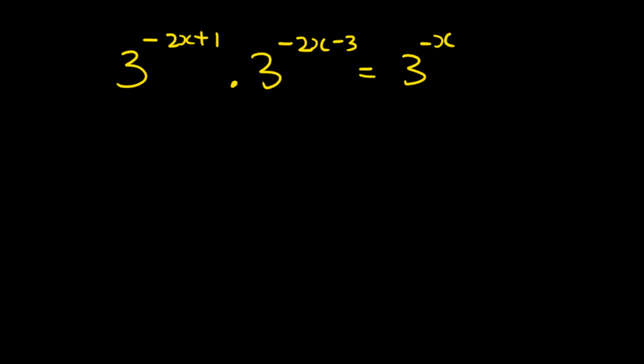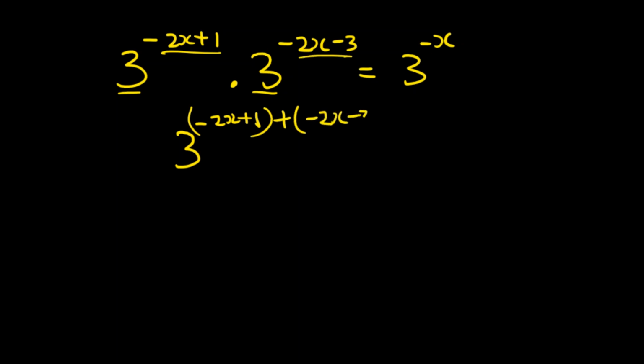So what you'll do is this: because this is actually an interesting problem, because you're having the same base, you add exponents. Let's do that. So it's going to be 3 to the power of minus 2x plus 1, which is this one here. And then I'm going to add it with this power here. So it's minus 2x minus 3 equals to 3 to the power of minus x, right?